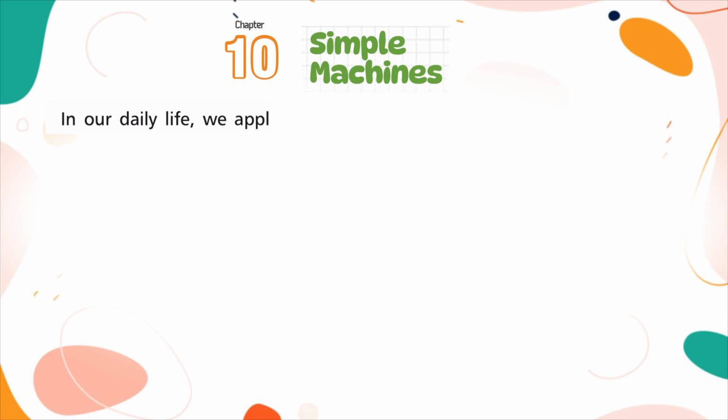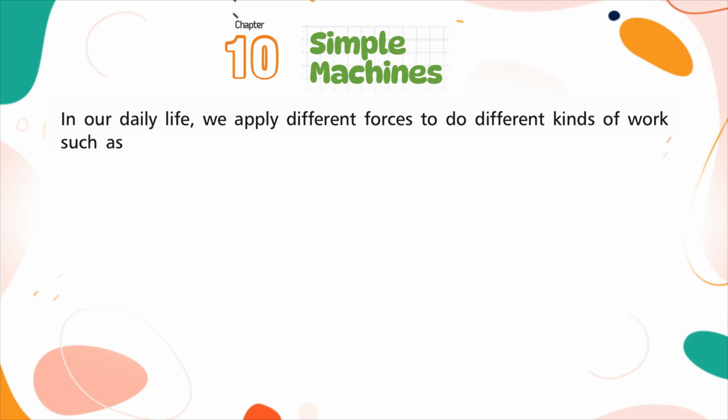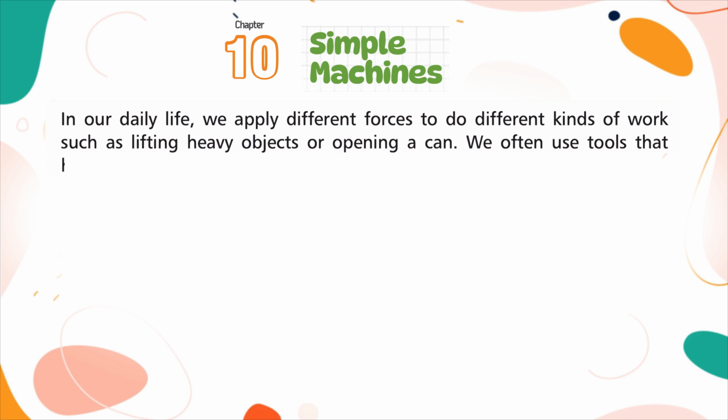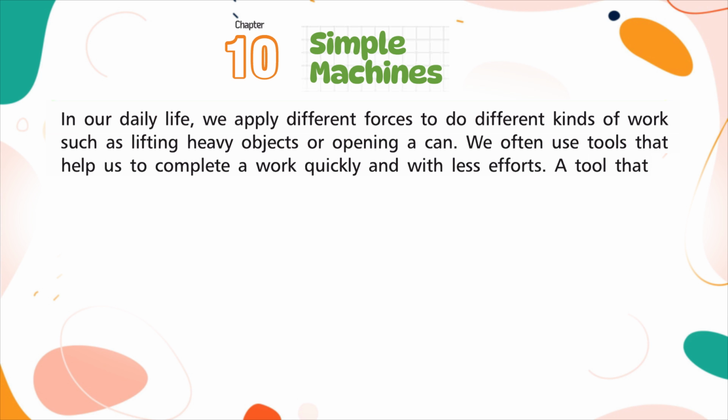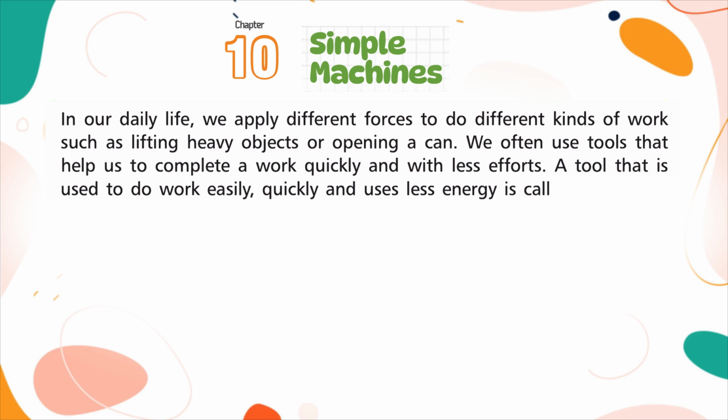In our daily life, we apply different forces to do different kinds of work, such as lifting heavy objects or opening a can. We often use tools that help us to complete a work quickly and with less effort. A tool that is used to do work easily, quickly, and with less energy is called a machine.